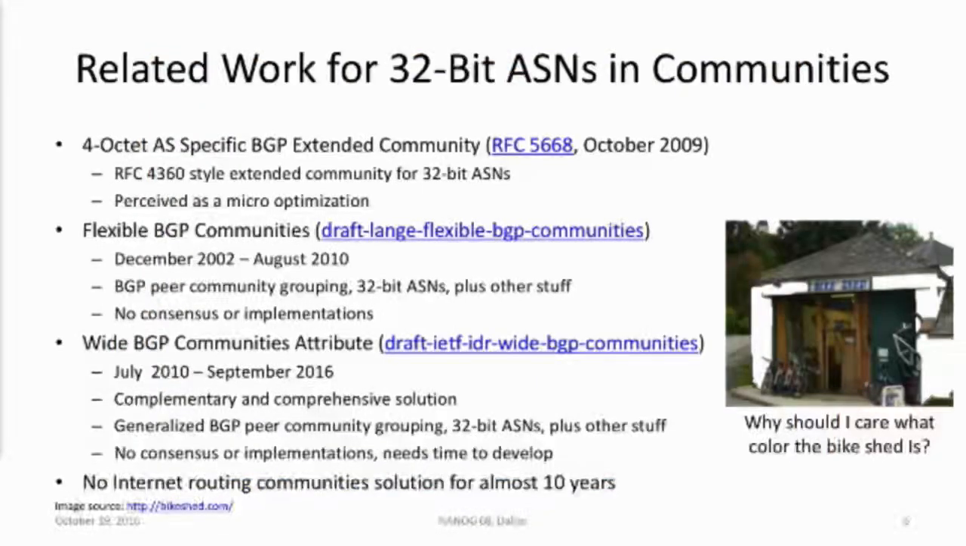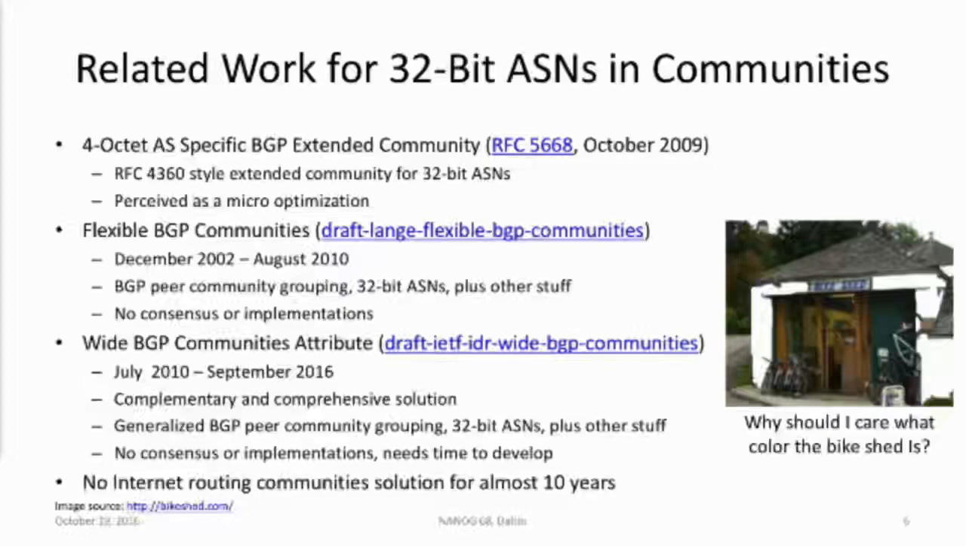I just want to mention some related work for 32-bit ASNs because there have been some efforts in the past. There's RFC 5668, which was basically extending the 4360 style communities for 32-bit ASNs. It's kind of a micro optimization. It doesn't solve the fundamental problem of signaling ASNs in a 1997 format. There was an effort called Flexible BGP Communities, which seems to have lost momentum. There hasn't been a lot of work on that recently.